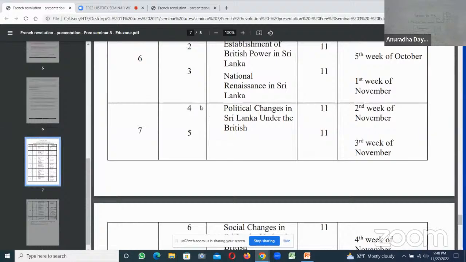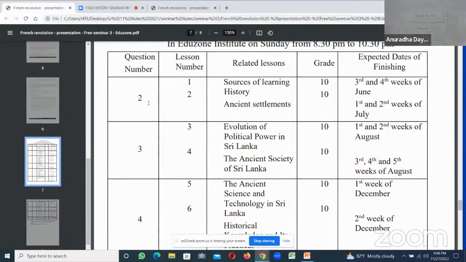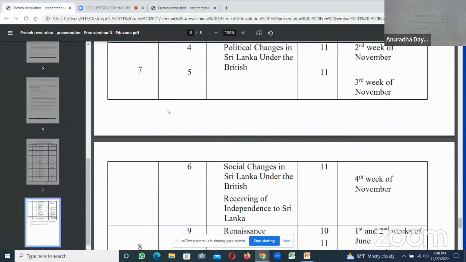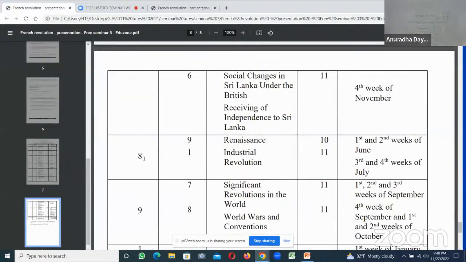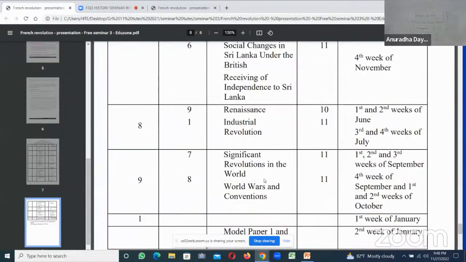In Sri Lankan history, you have to select 4 questions. So if you have studied only grade 10, you can get full marks, 4 questions. In world history, the 8th question, as I explained here, covers the Renaissance, the 9th lesson of grade 10, and the Industrial Revolution, the first lesson of grade 11. The 9th question is from the 7th and 8th lessons of grade 11: significant revolutions that we have explained today, one part of that, and world wars and conventions.